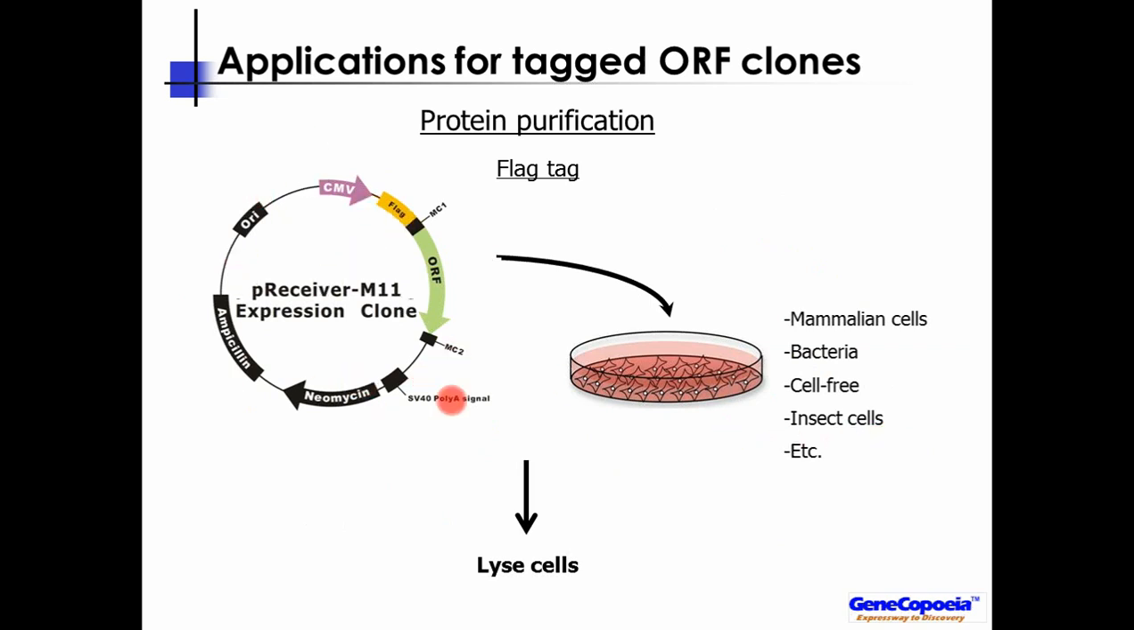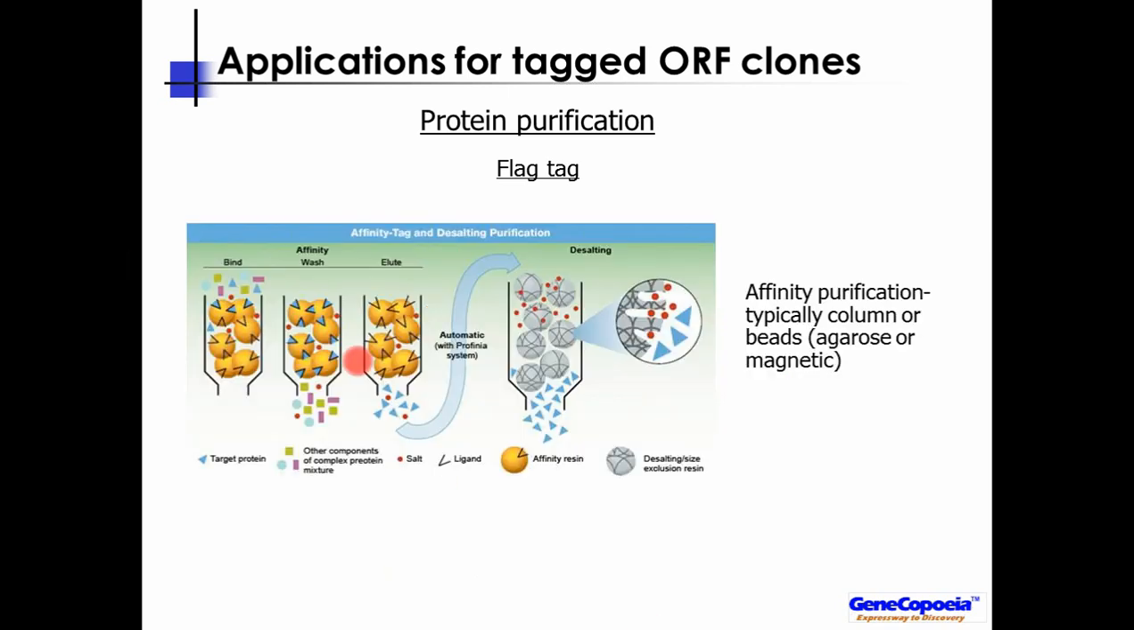Once that is done, once you have your flag tagged ORF in the ready-to-go expression vector, you then put the plasmid into your cell system, and again this can be many different types of systems. You then lyse your cells, and once again you can put your proteins into an affinity system, in this case a column or a bead with an anti-flag antibody, and then you can have your purified protein.